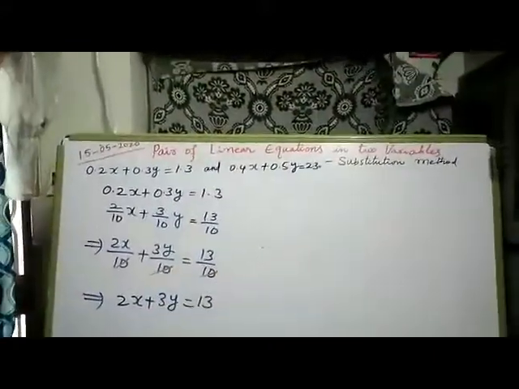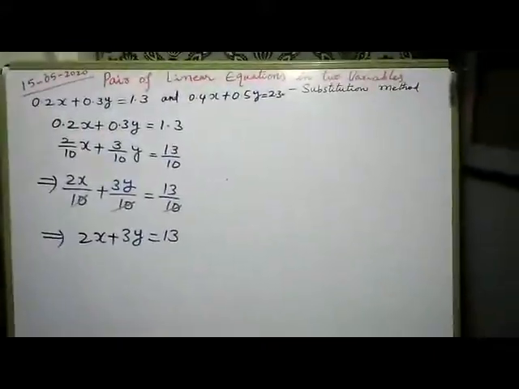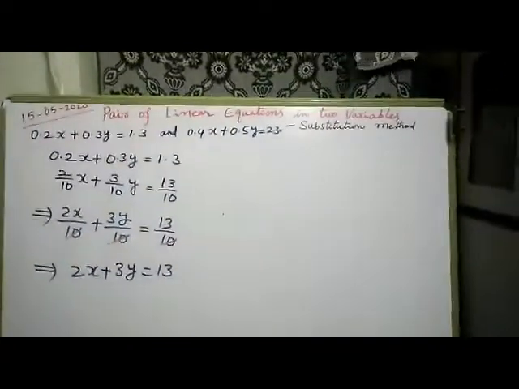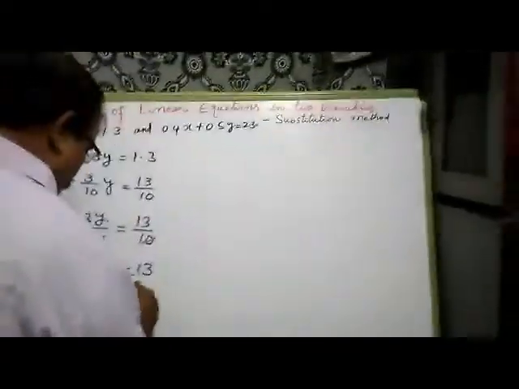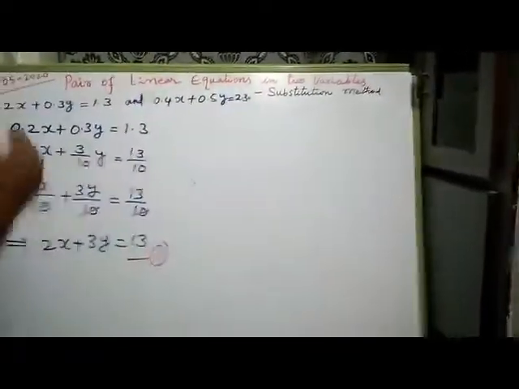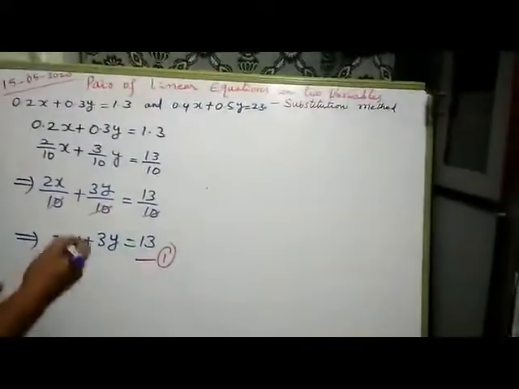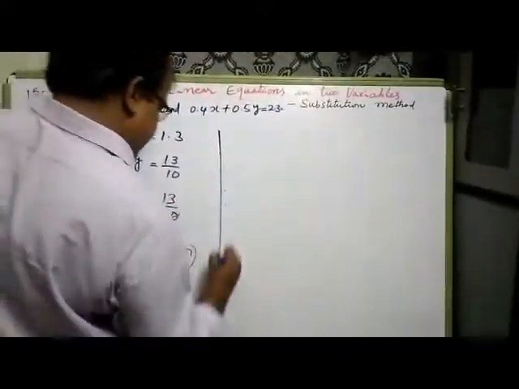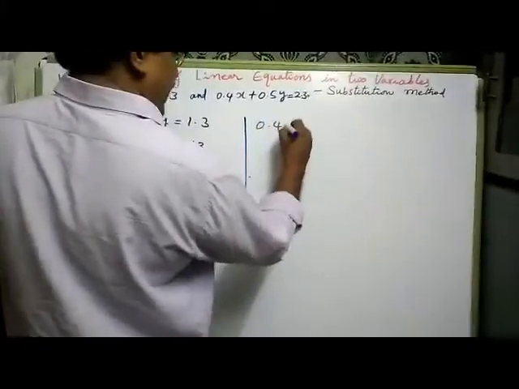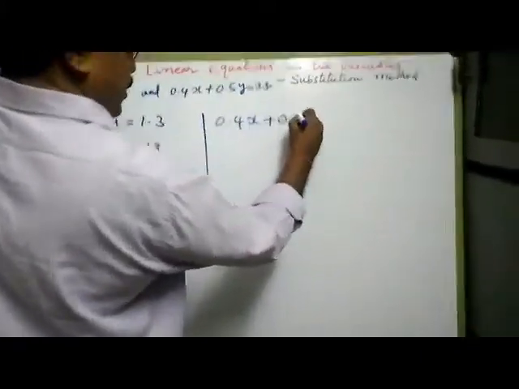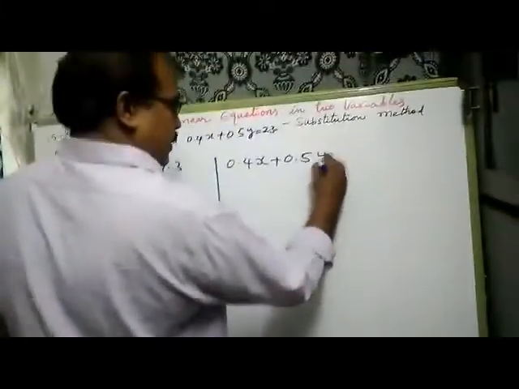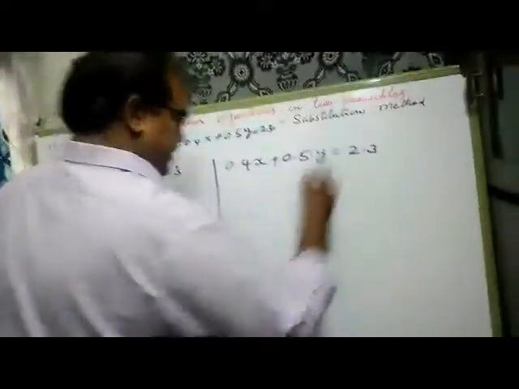2x plus 3y is equal to 13. This is equation 1. Now I am going to do one more equation: 0.4x plus 0.5y is equal to 2.3.